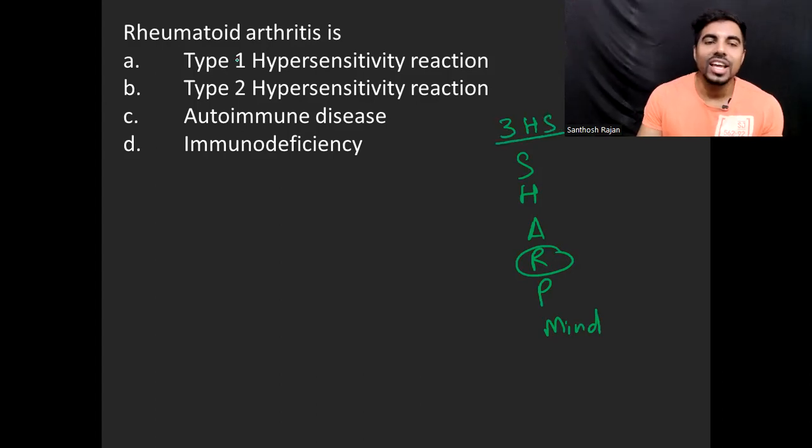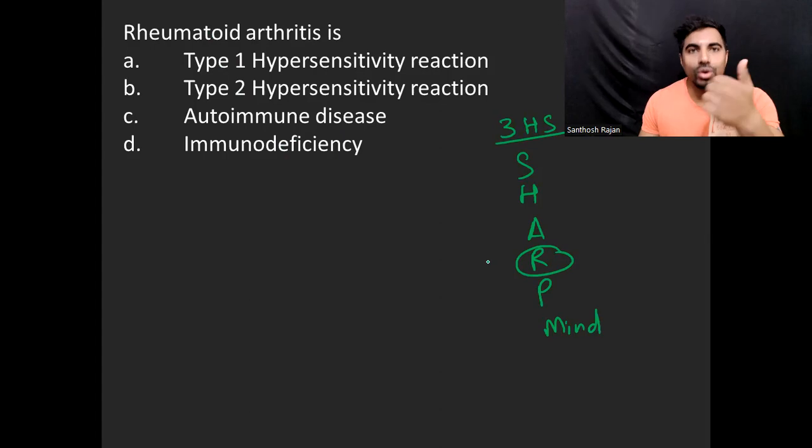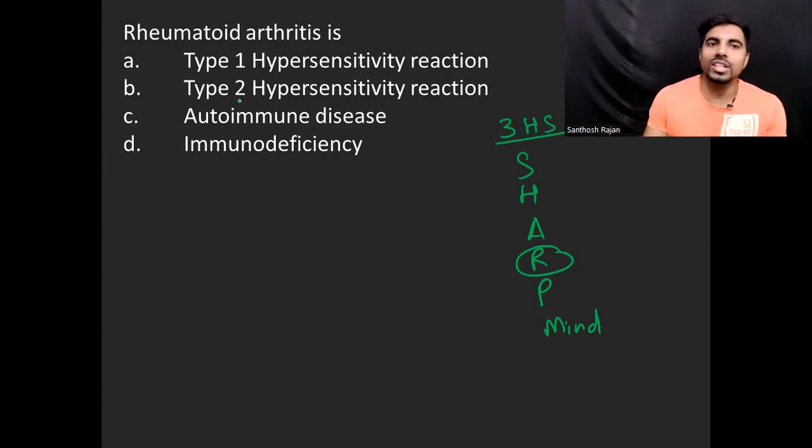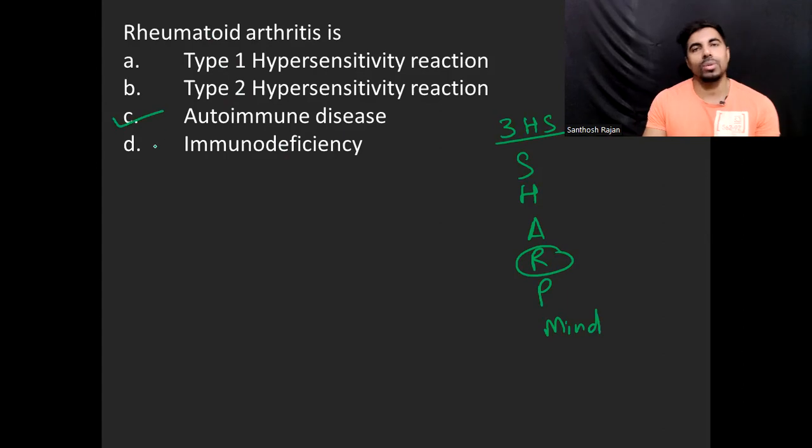But unfortunately, there's 1, 2, and no 3 in the options. They were autoimmune. Of course, rheumatoid arthritis is an autoimmune disease, like your SLE, like rheumatic fever, which is also autoimmune, and PSGN, post-streptococcal glomerulonephritis, common diseases which are autoimmune. So it's easy if you know the shortcut.